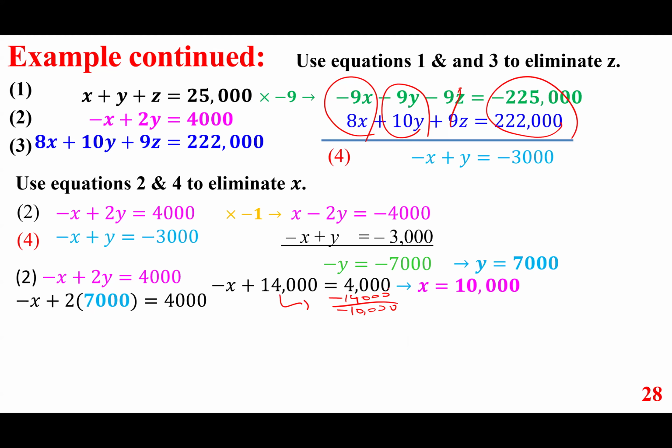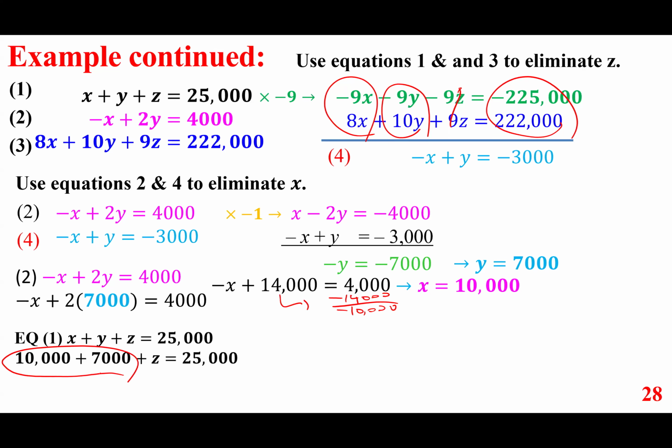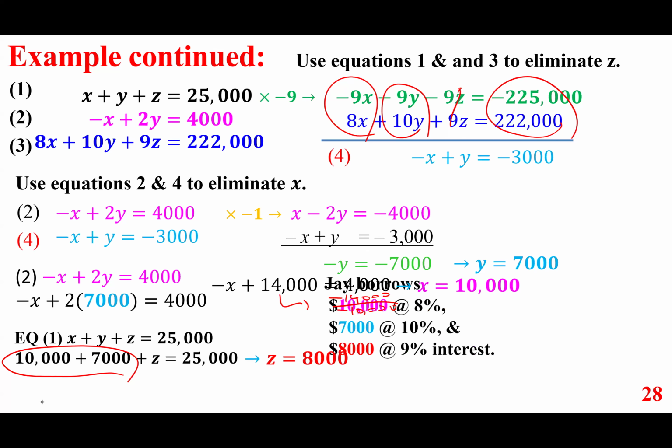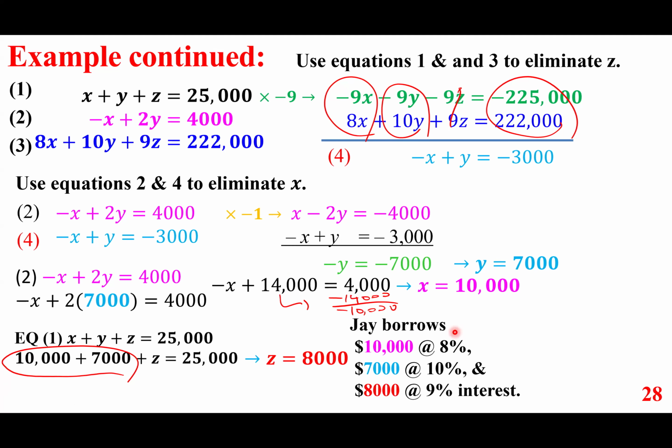Now, obviously, the easiest one would be equation number 1, X plus Y plus Z equals 25,000. So we have 10,000 and 7,000 and Z, they must add up to 25,000. If these two are 17, then Z must be 8,000, which means Jabar had 10,000 at 8%, 7,000 at 10%, 8,000 at 9%. Okay, that's the meaning of it, everybody.